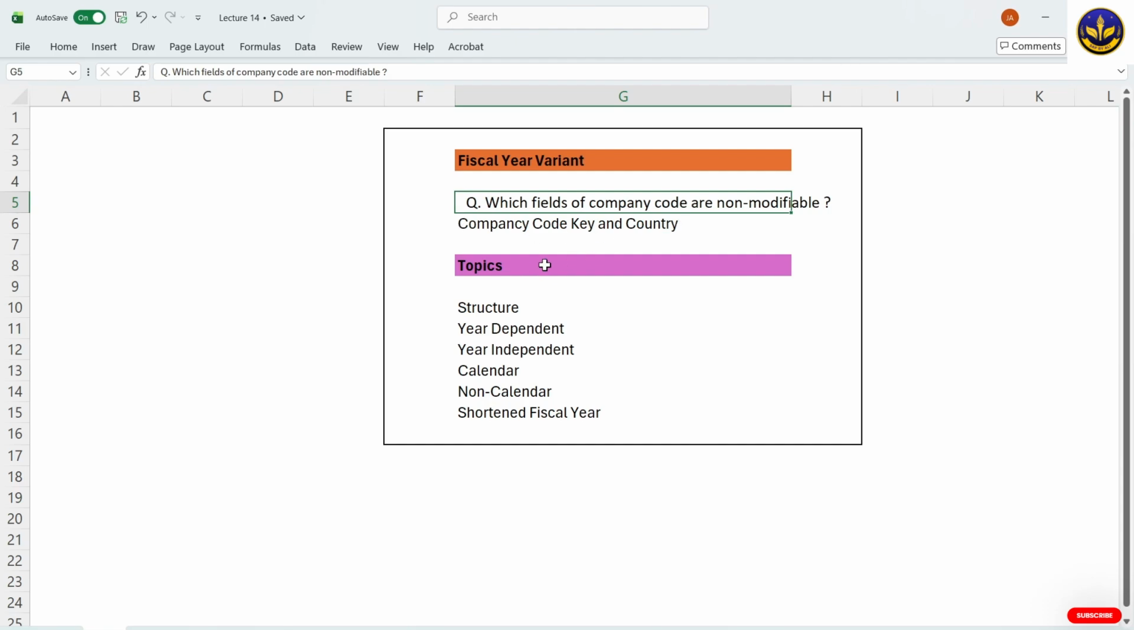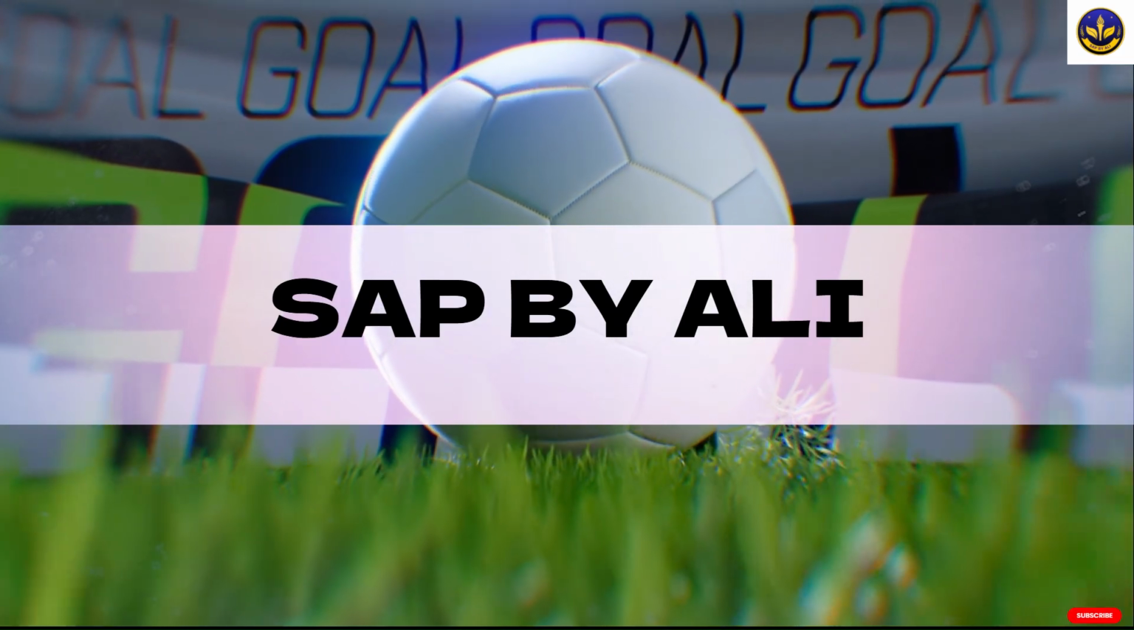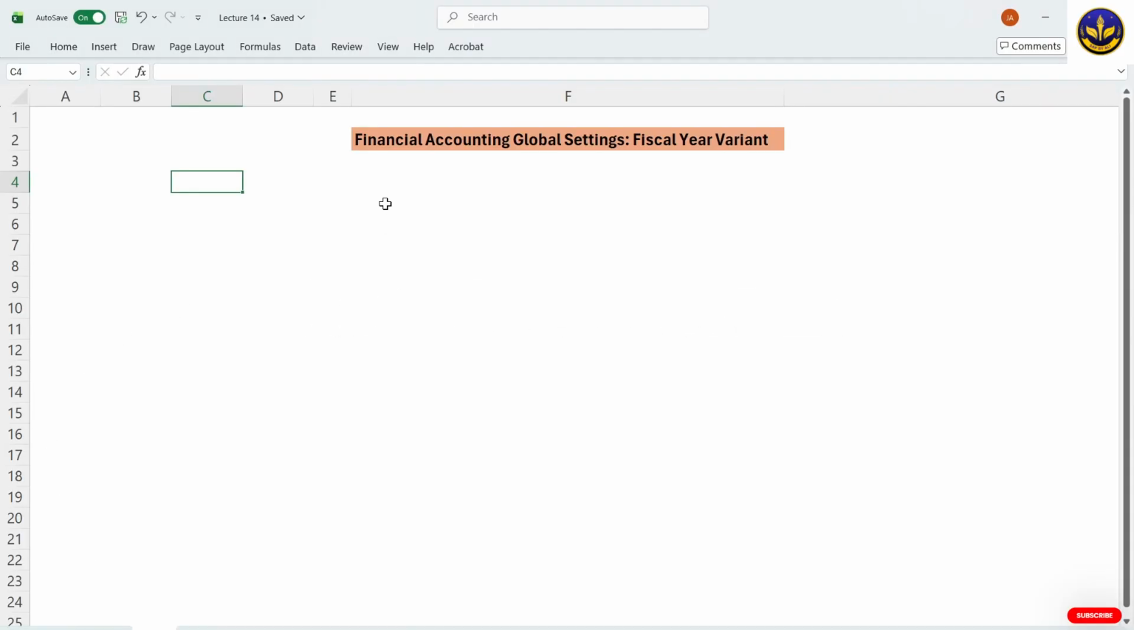And these are the topics we are going to explore. What is the structure of the fiscal year variant, year dependent, year independent, calendar, non-calendar, short, and fiscal year. These are the various types of fiscal year we will be seeing in SAP. Okay, so let's start with our main content. Start with the financial accounting global settings.